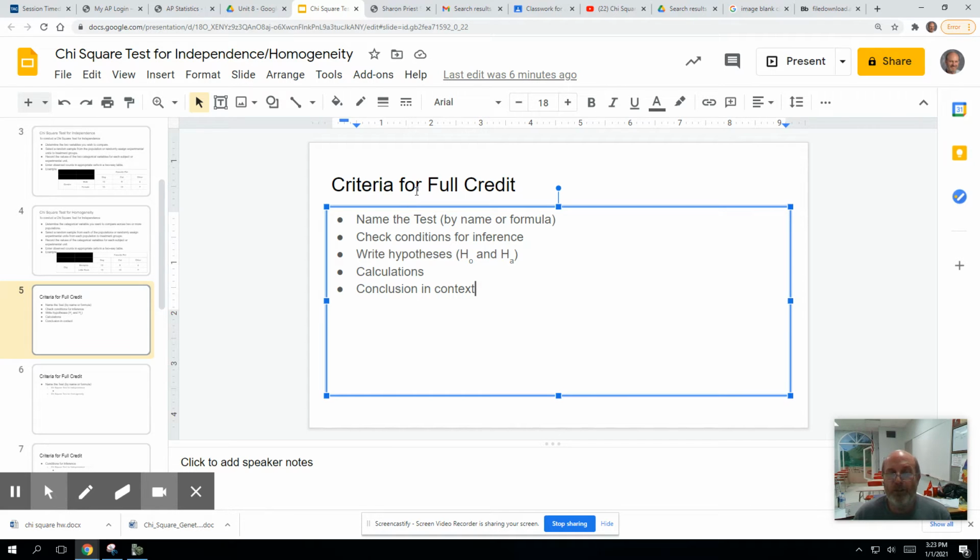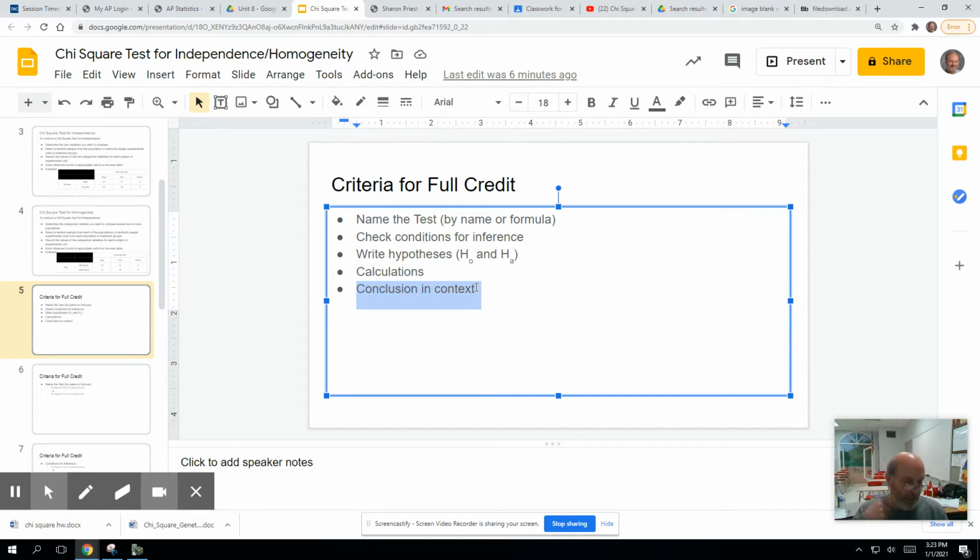But the criteria are the same as what we've been doing before for a hypothesis test. We have to name the test by name or formula. We have to check conditions for inference. We have to write hypotheses, the null hypothesis and the alternative hypothesis. We have to perform calculations, and then we have to write our conclusions in context.